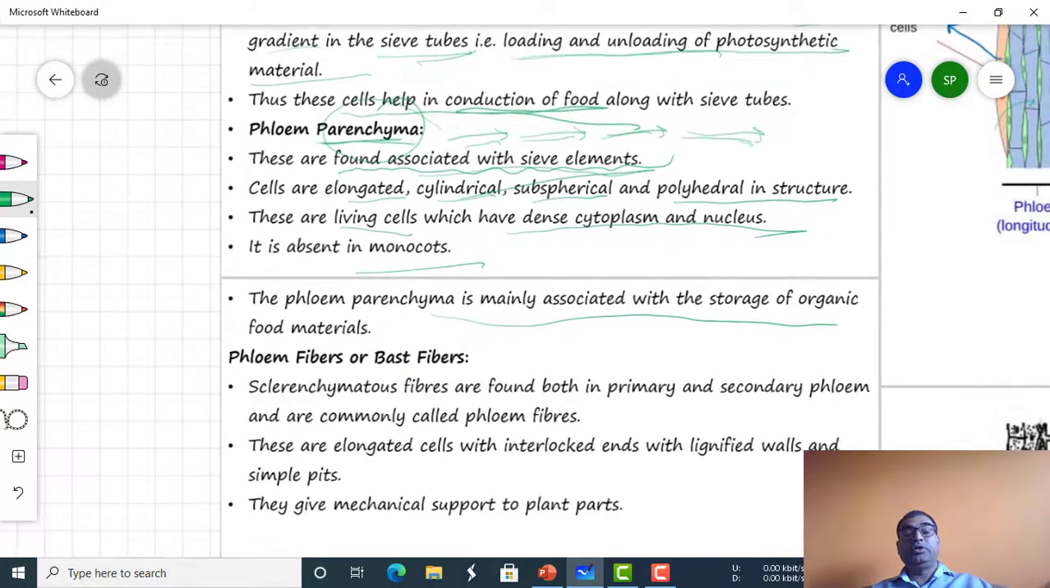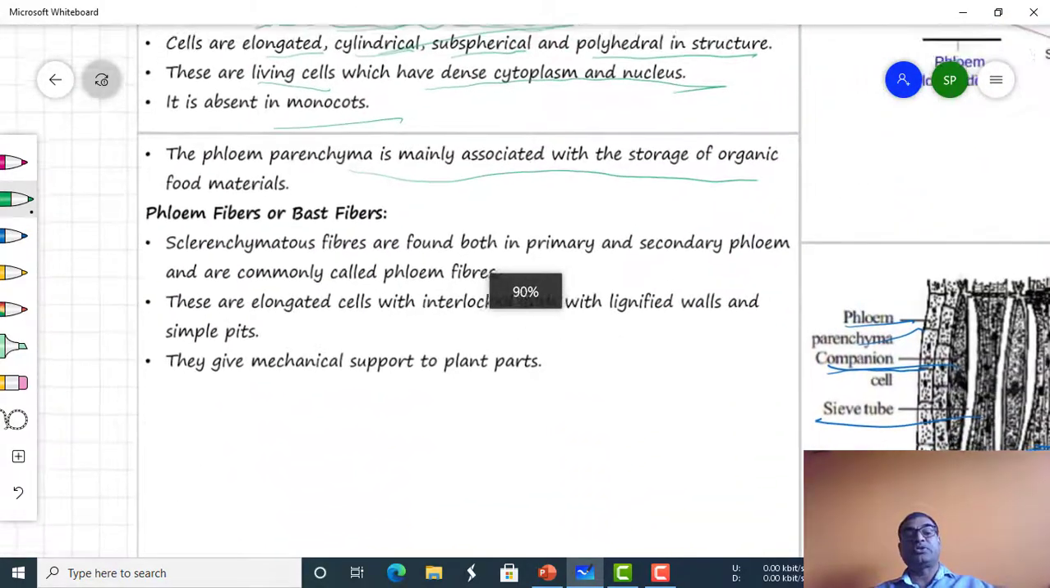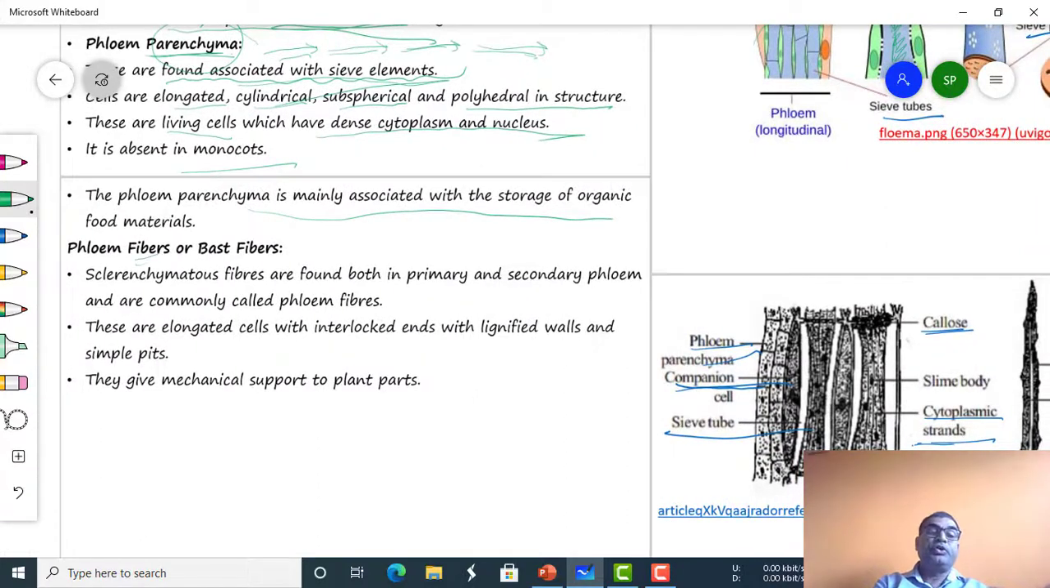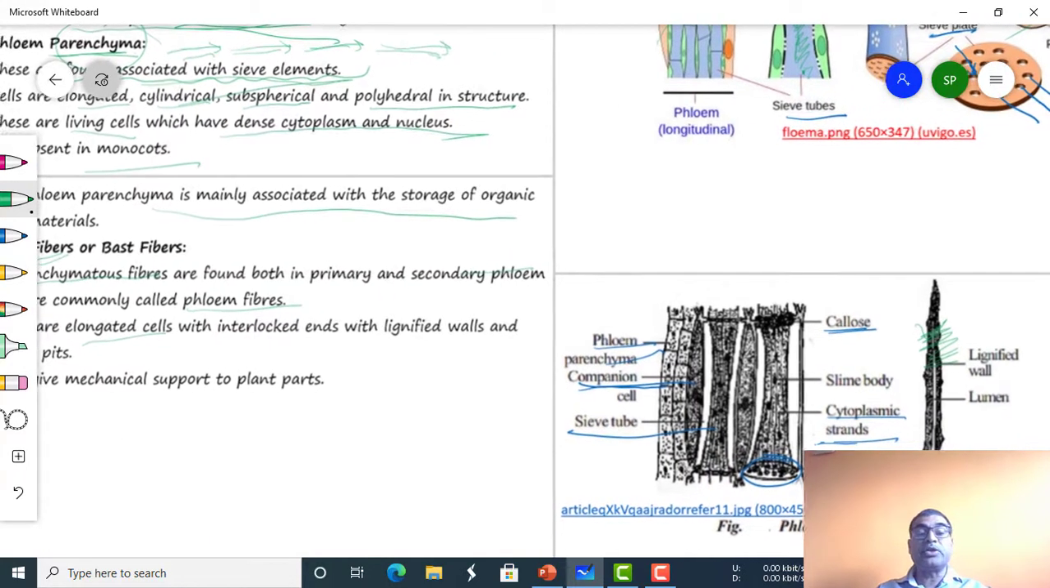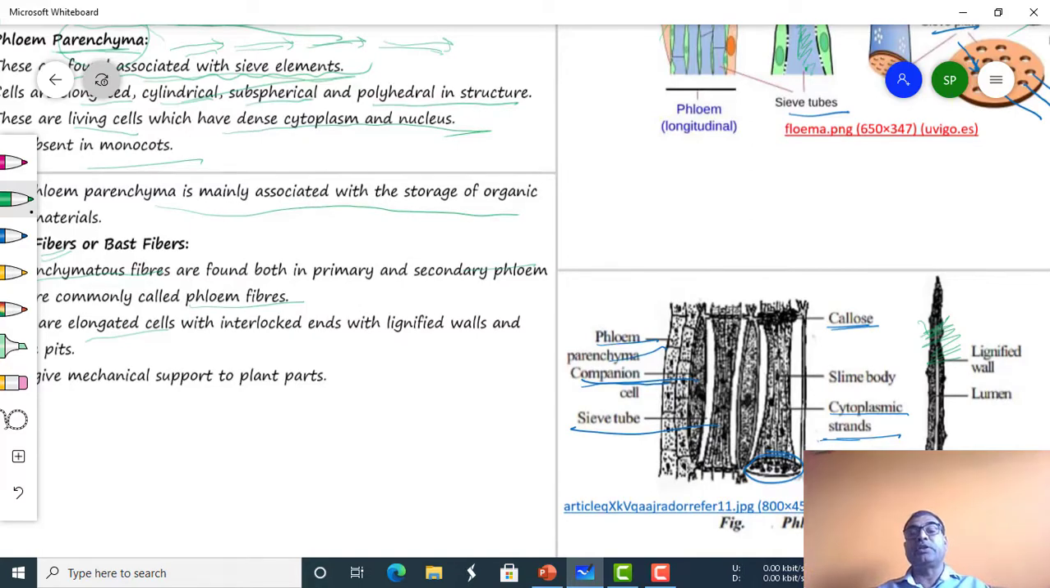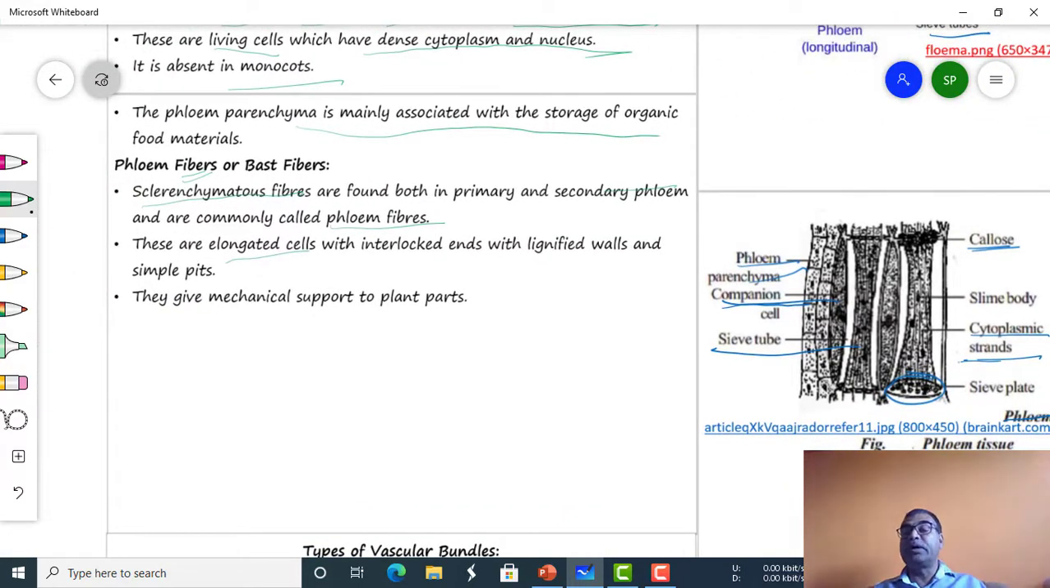Let us see about the phloem fibers or bast fibers. Fibers are the unit of the sclerenchyma. These are the sclerenchymatous fibers found in both primary and secondary phloem and commonly known as phloem fibers. These phloem fibers are elongated. This one is an image of a phloem fiber. These are elongated cells with interlocking ends and lignified walls with simple pits.